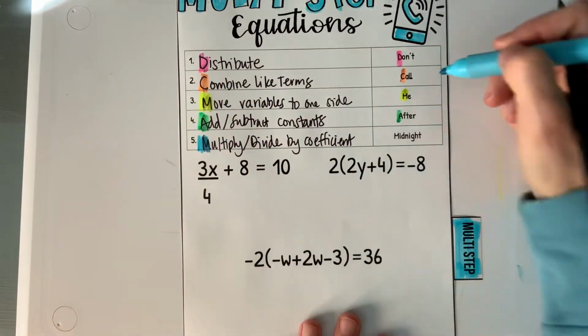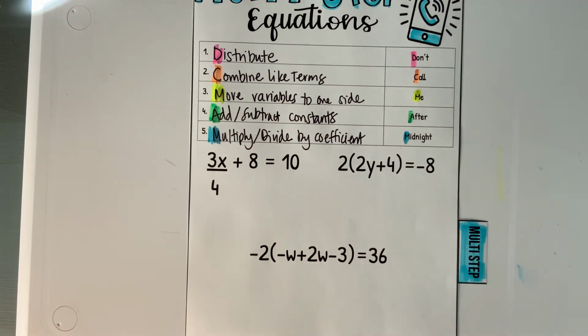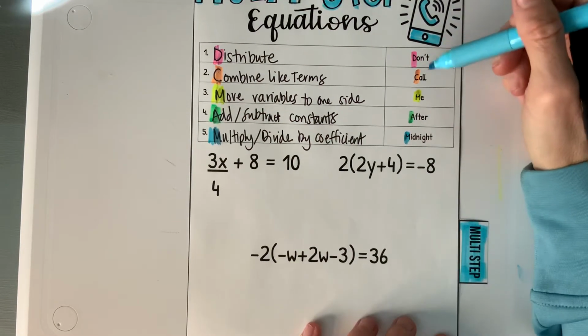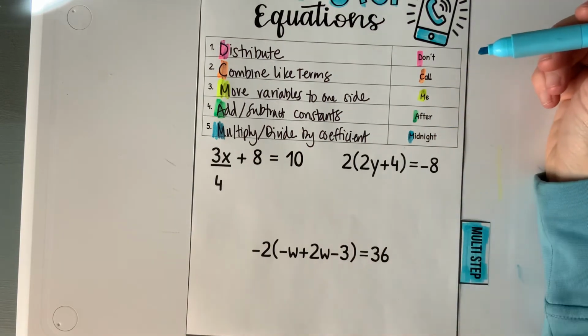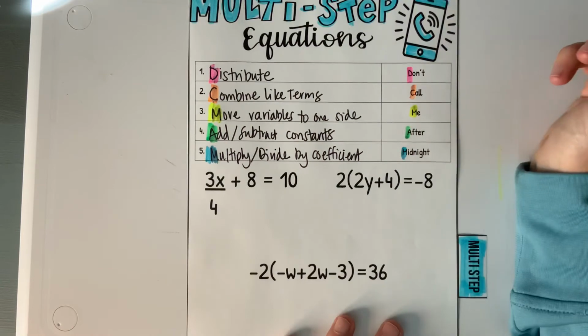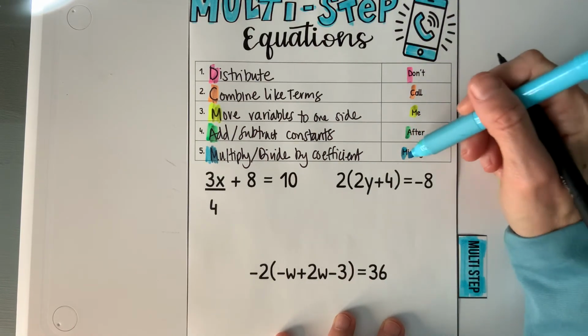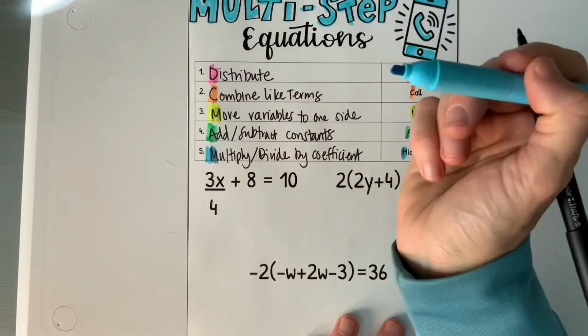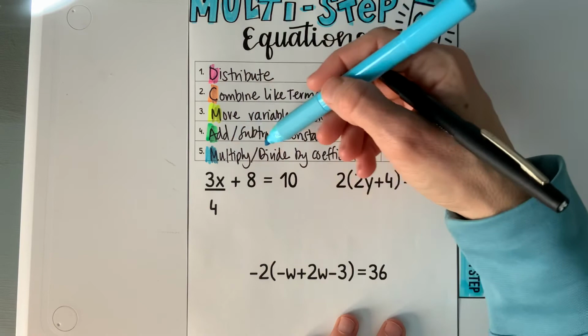And we've given you a handy dandy little acronym to help you remember. So, don't call me after midnight. So just like you learned kind of PEMDAS, this is the order of operations. For multi-step equations, it's don't call me after midnight, DCMAM. So distribute, combine like terms, move variables to one side, add and subtract the constants, multiply and divide by the coefficient.